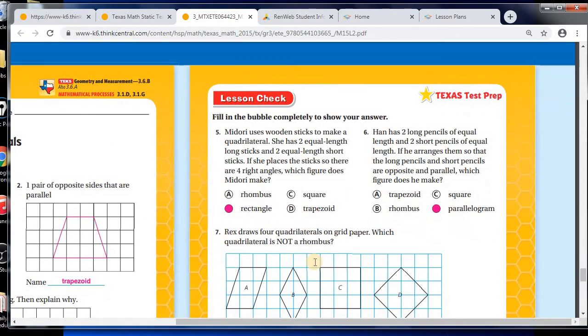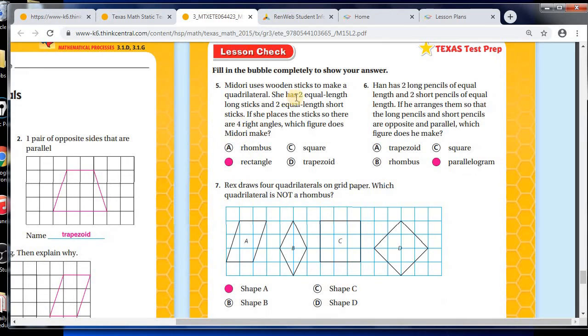Let's look at question number 5. Midori uses wooden sticks to make a quadrilateral. She has 2 equal lengths long sticks and 2 equal length short sticks. If she places the sticks so there are 4 right angles, that's your key right there. 2 short, 2 long, and right angles, we know that's a rectangle.